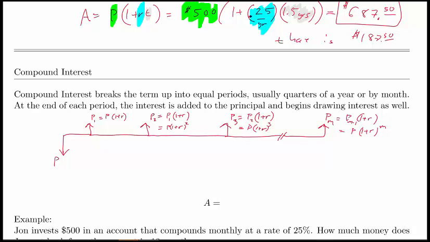So we want to get this A in terms of the other variables. First we've got to realize a few things. Since M is the number of compounds, T is the number of years, and we're going to let N equal the number of compounds per year. So that means that the number of compounds M is N times T. Number of compounds per year times number of years.